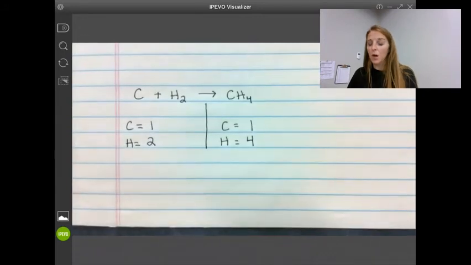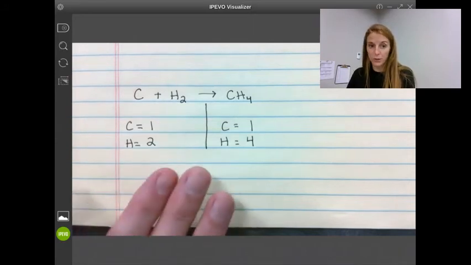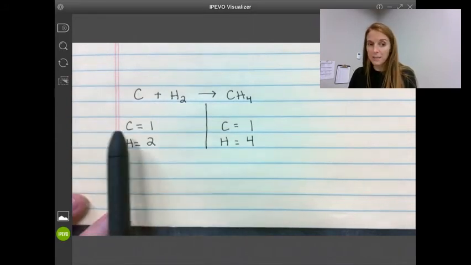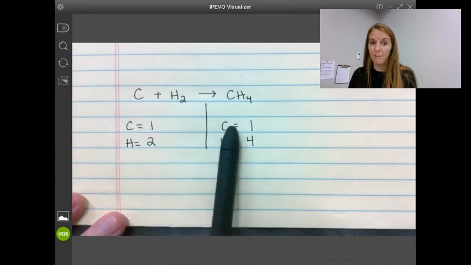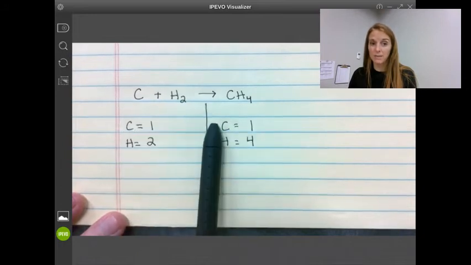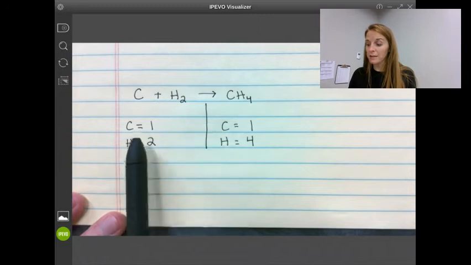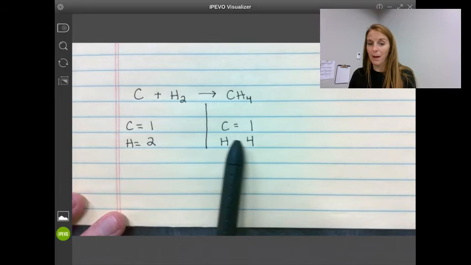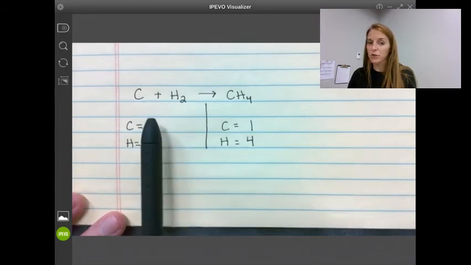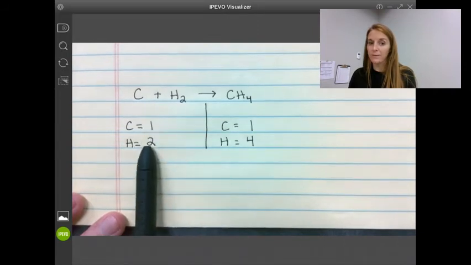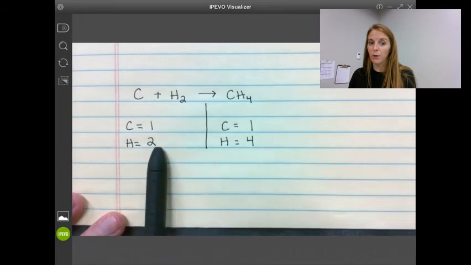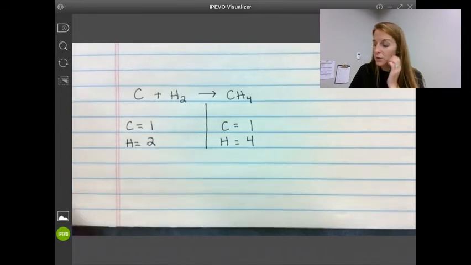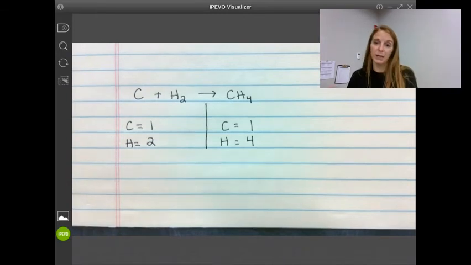Okay, so I'm going to take a second to actually work through this one with you. So we should be able to see right off that this is not balanced, right? I have a C1 and a C1, which is balanced, but I have a 2 for hydrogen and a 4 for hydrogen, so that's not balanced. So I want to get some more hydrogens over here to make that up. I have 2 here, I have 4 here, so I want to get more over here. So to do that, that's where the coefficients come in place. That's where those bigger numbers in front come in place.